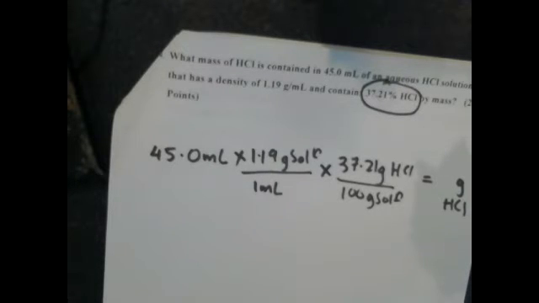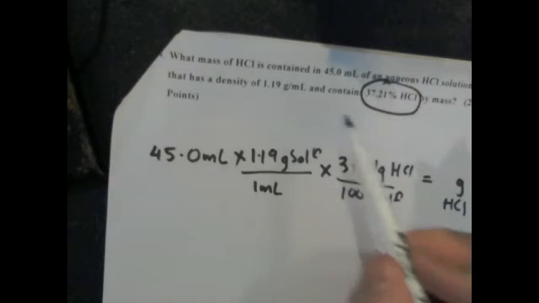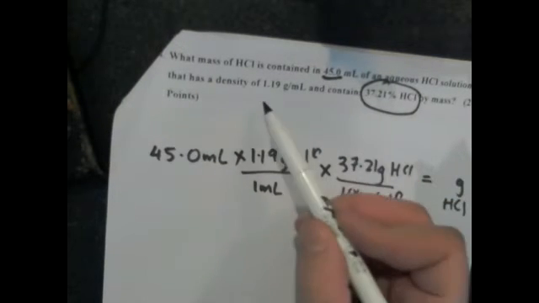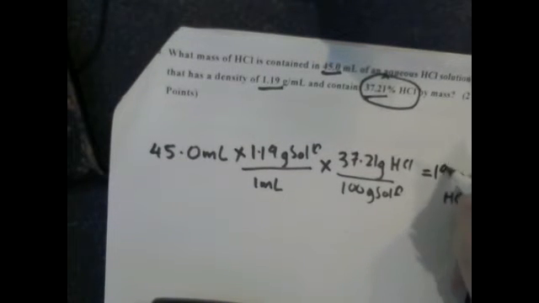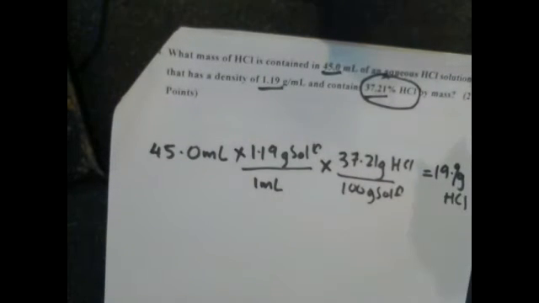So 45 times 1.19 times 37.21 over 100, and only part of it should be hydrochloric acid, right? So we'll see what we get for that. It should be a number that is less than 45. So I ended up getting 19.93. I want to check my significant figures here. This one has 3 sig figs, this one has 3 sig figs, this one has 4, so I want 3 sig figs. So it's going to be 19.9 grams.